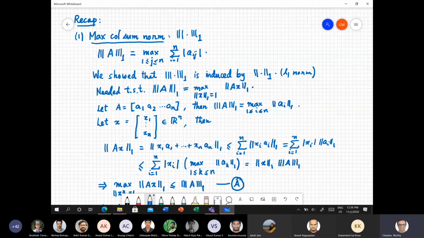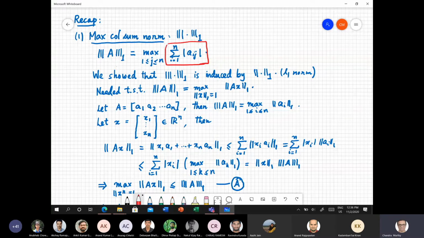Written in terms of the entries of the matrix, what you have to do is to take the sum of the magnitudes of all the entries of a given column, say the jth column, and look at which column among all 1 to n columns gives you the largest value, and that's what we define to be the maximum column sum norm of the matrix A.